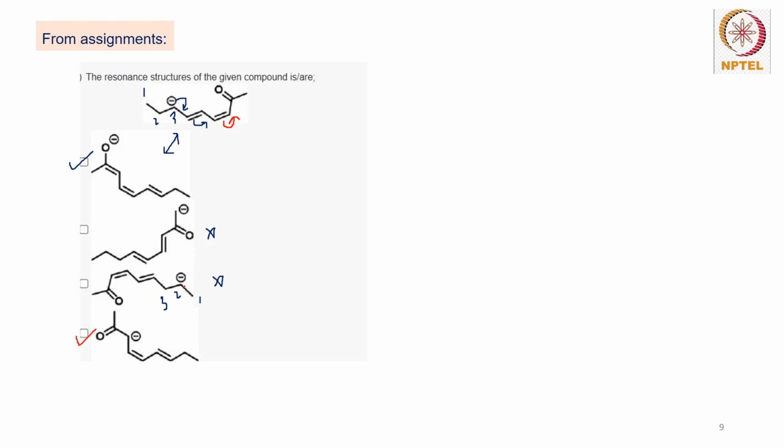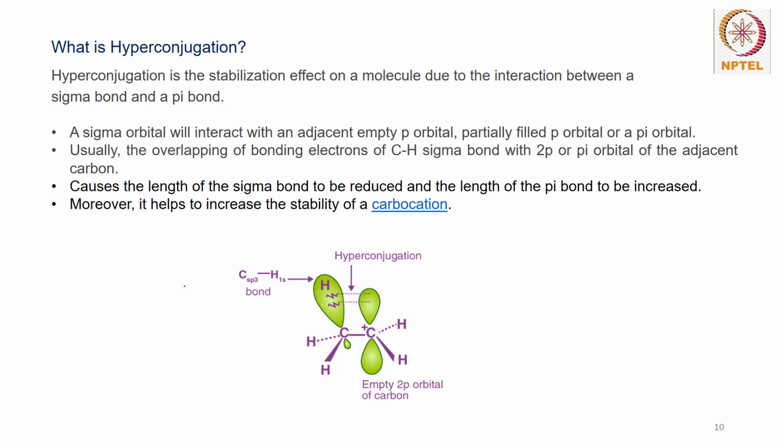So let's go to our next topic, that is, what is hyperconjugation. Now you know about resonance. This is one type of resonance. It is also called no-bond resonance. So what is hyperconjugation?